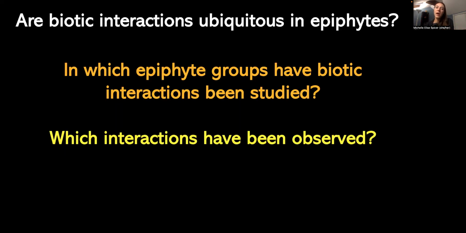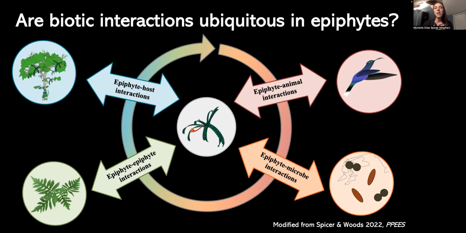We also have thinking about which types of interactions. There's 4 major modes that we looked at. We looked at epiphyte-animal interactions, epiphyte-microbe interactions, epiphyte-epiphyte interactions, and then also epiphytes and their host, which is kind of unusual or unique to epiphytes since they live on another live plant.